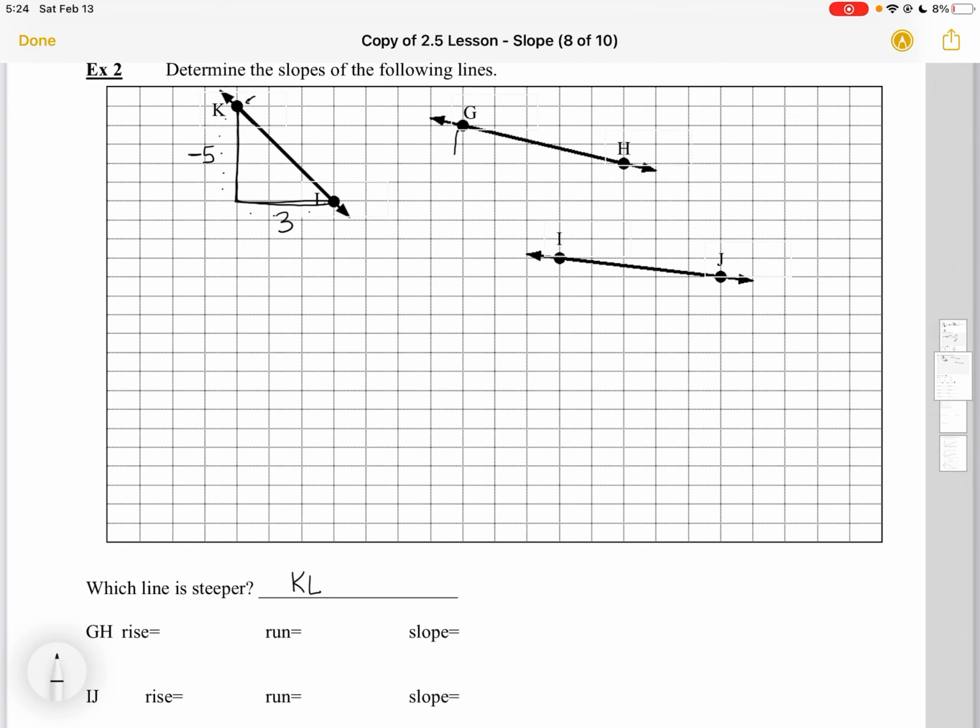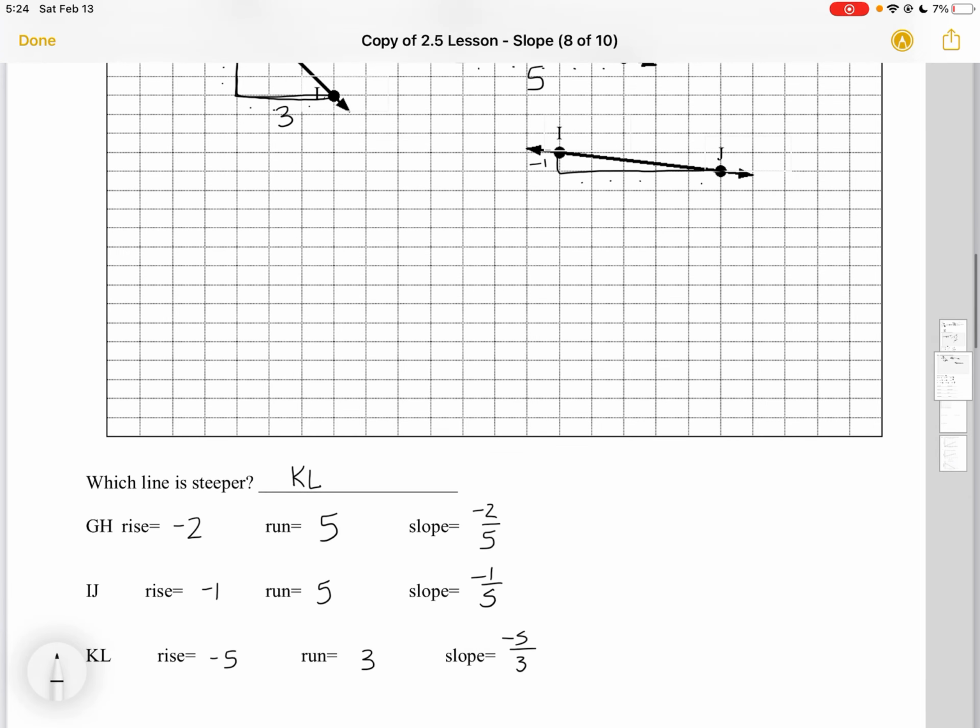Let's do the same thing for the other two. Draw on my rate triangle. Count my squares. So my rise is negative because I have to go down from G to get to H. 1, 2, 3, 4, 5. So that means my rise is minus 2. Run is 5. And then my slope is my rise over my run. Looking at the last one, I and J, I only have to go down 1. And then I go over 1, 2, 3, 4, 5. So then my slope is minus 1 over 5.